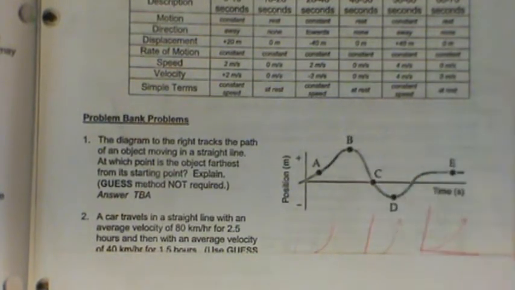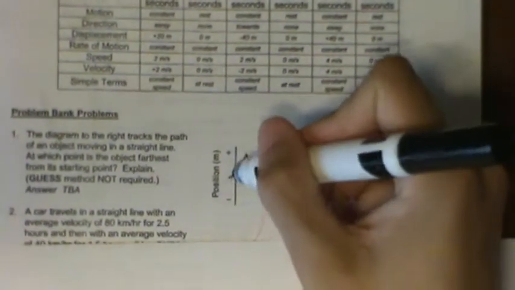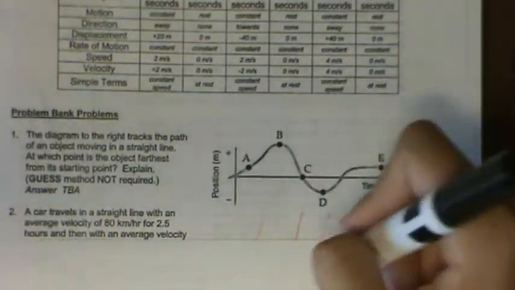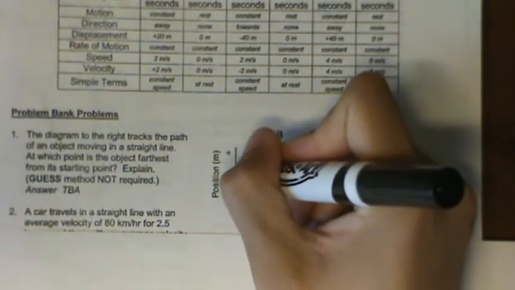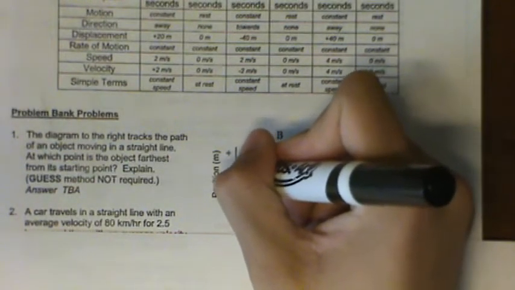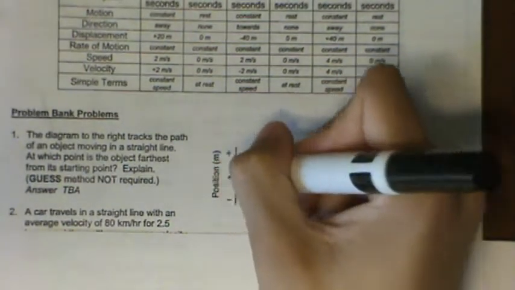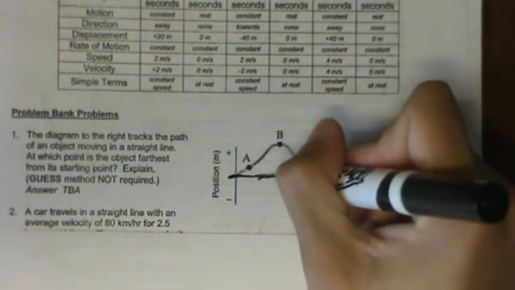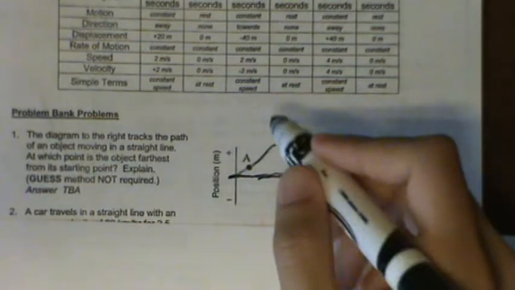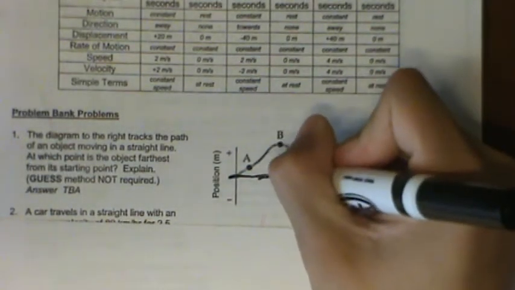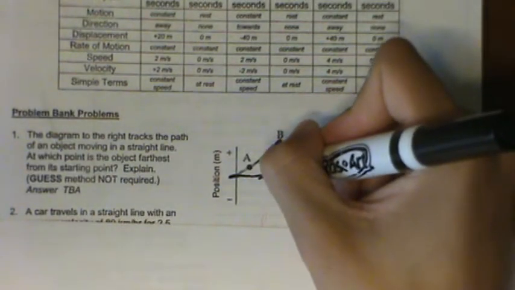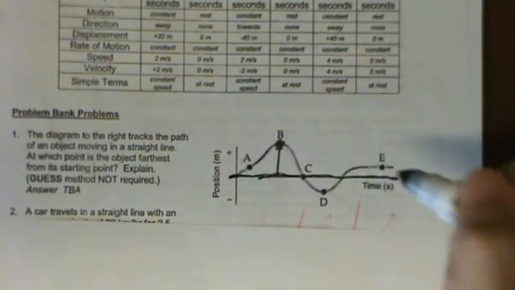So here we have a position versus time graph. A position versus time graph shows the displacement of the object from a certain reference point. Of course, the displacement is going to be 0 at the reference point. So whenever we are along this horizontal line of y equals 0, we are at the reference point. Therefore our farthest point from that reference or starting point will be point B, because as you can see, vertically, its displacement from the reference point is the greatest.